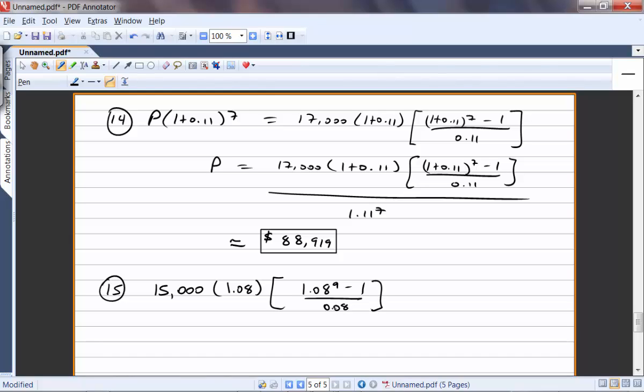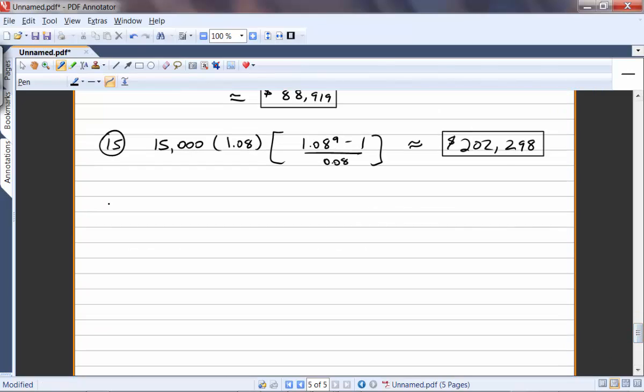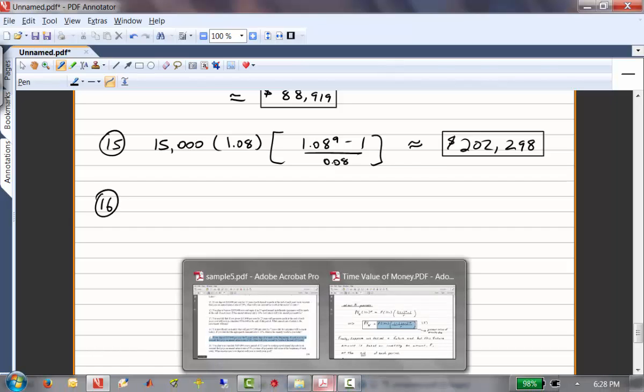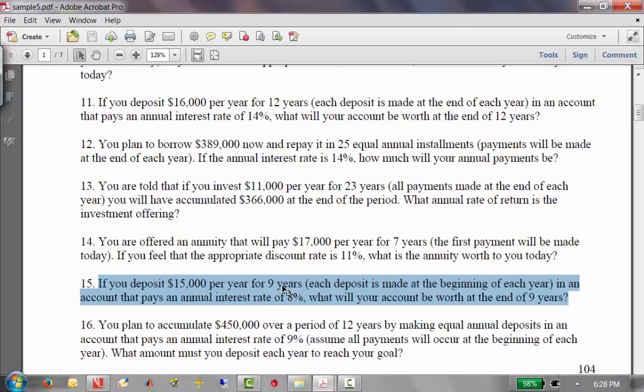That would just be that from the lecture notes. And so you would have $202,298 at the end of the 9 years. Not a bad amount of money. Putting 15,000 in, getting 8% a year though, which is a reasonable interest rate. You're going to have to take on a little bit of risk, though, to be able to get 8%.